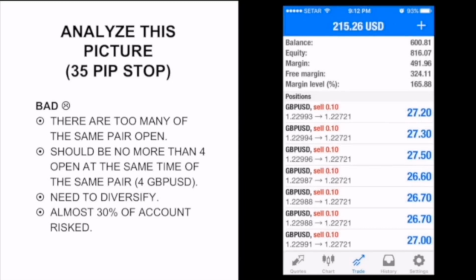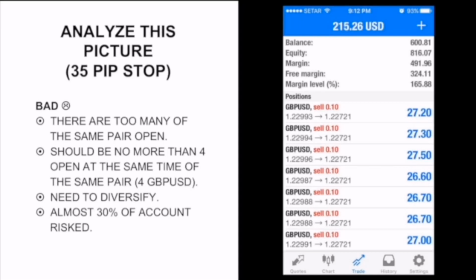Now looking at this, first of all, let me set the story for you. Just imagine that this person had a 35 pip stop. Okay, that means their stop loss is set to 35 pips away from their entry. Now, why is this trade bad? Let's look at this because I want you guys to see this. Maybe this looks like you right now.